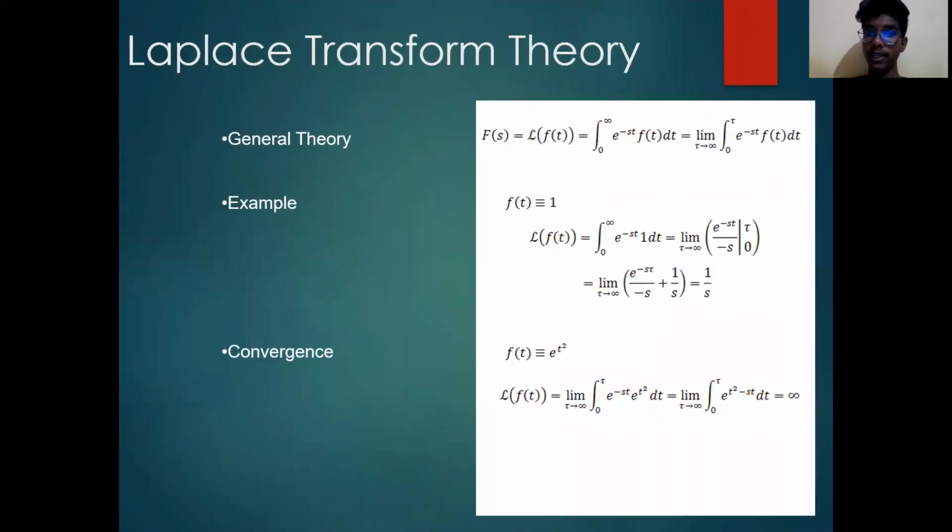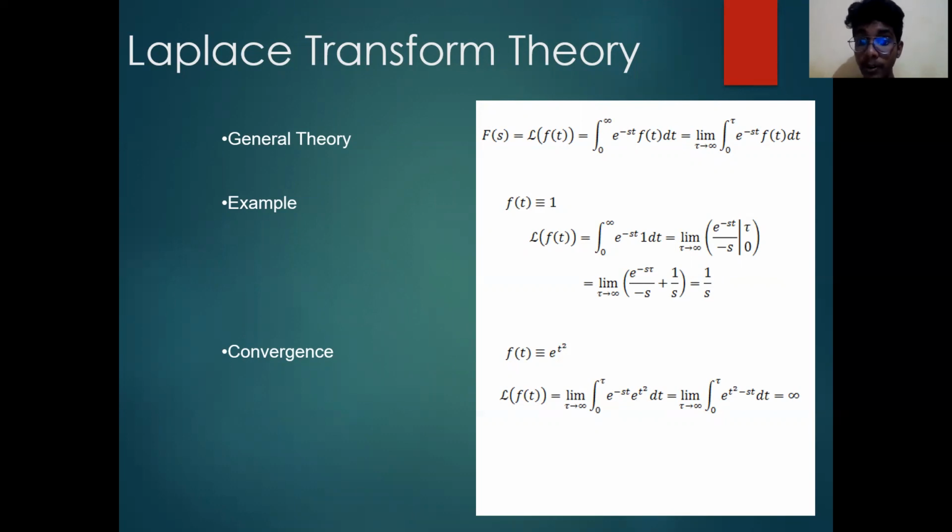So, Laplace transform theory. The general theory of Laplace transforms can be defined as F of s equal to L of f of t, the integration of 0 to infinity e power minus st f(t) dt, equal to the limit as a goes to infinity of the integration of 0 to a e power minus st f(t) dt. For example, f of t equal to 1, where L of f of t equals the integration of 0 to infinity e power minus st times 1 dt. We can take it as the limit of e power minus st by minus s, where a goes to infinity, and then we get 1 by s.